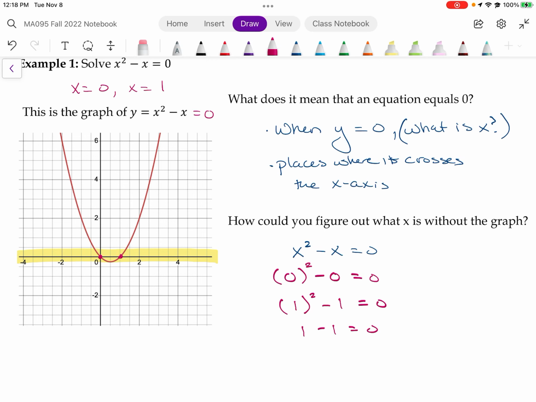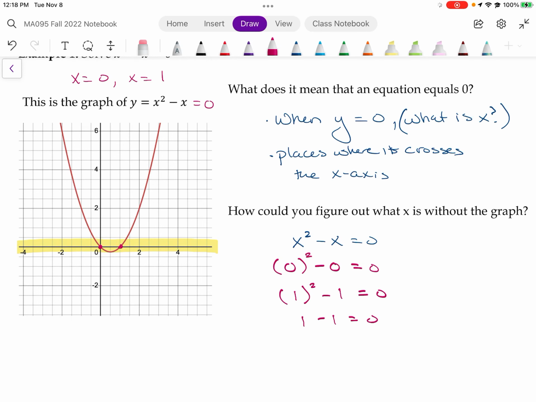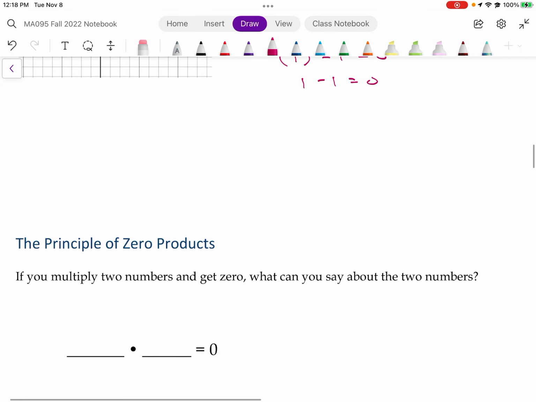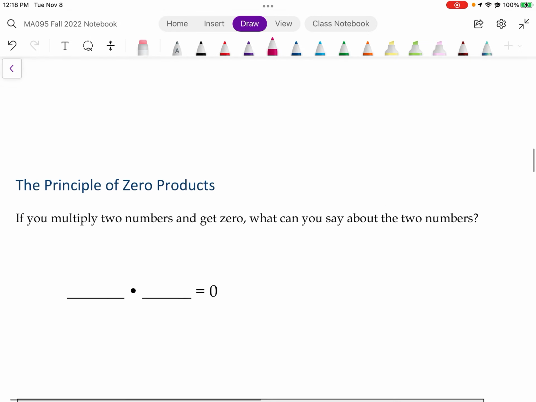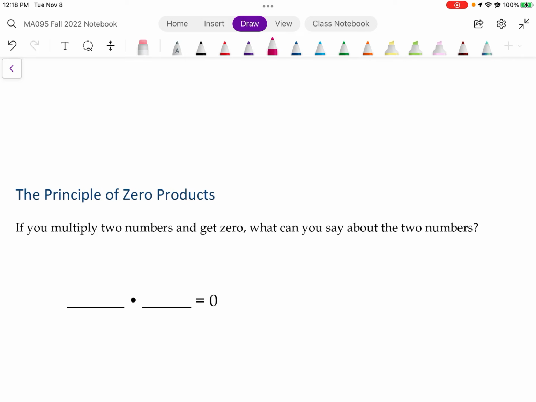So how could we do that? Well, whatever number I could find where I plug in x, work it out, and get 0, that is going to be my solution without a graph. So how could we do that? We're going to use the principle of zero products. If you multiply two numbers and get 0, what can you say about the two numbers?